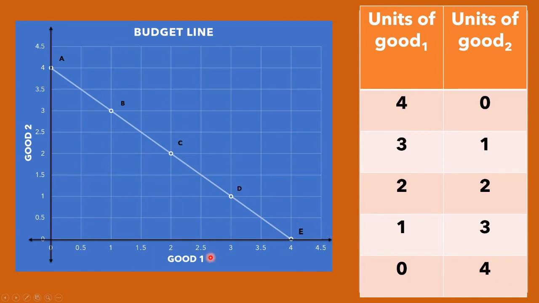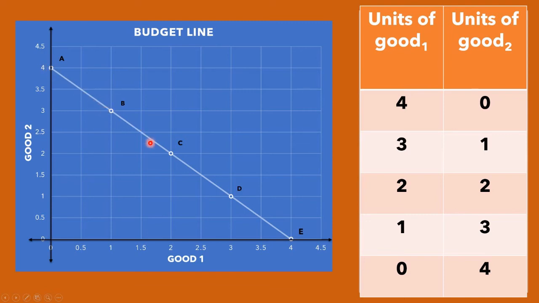We take good 1 on the x-axis and good 2 on the y-axis. We did the same in the case of indifference curve, if you remember. So we plot the combinations. The first one is 4 units of good 1 and 0 units of good 2. So this is one combination. Then you have 3 units of good 1 and 1 unit of good 2, which gives us the next combination. Then we have 2 units of good 1 and 2 units of good 2 to give us the third combination. You have 1 unit of good 1 and 3 units of good 2 to give us the fourth combination. And then we have the last one, which is 0 units of good 1 and 4 units of good 2. So it comes on the y-axis.